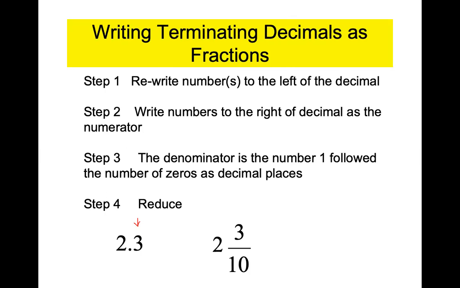Some people who have problems knowing their place values might want to think about adding zeros. For those of you that know your place values, just look at its place value. 3 tenths can't be reduced, so that's the final answer, 2 3/10. Notice, literally as you read this, 2 3/10 is how you read this right here. That's not a coincidence, that's by design.